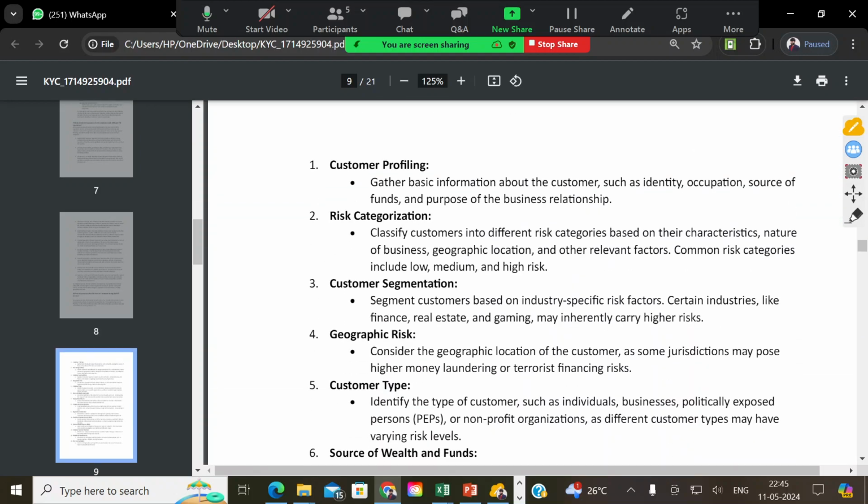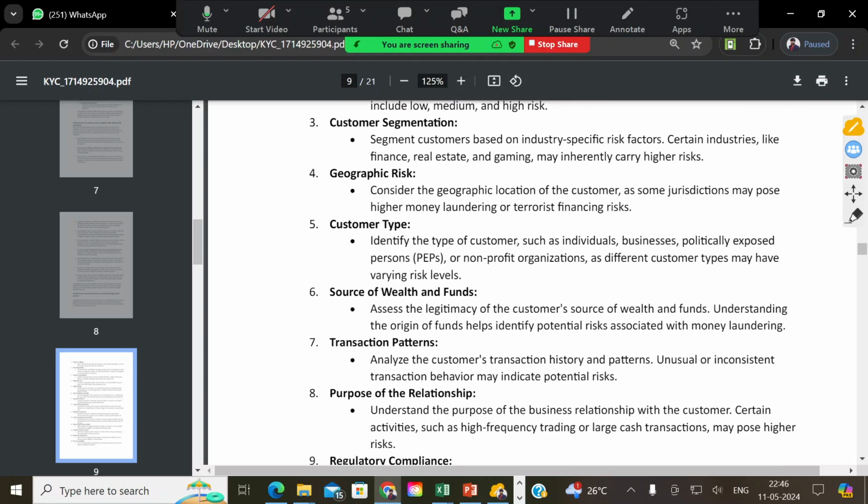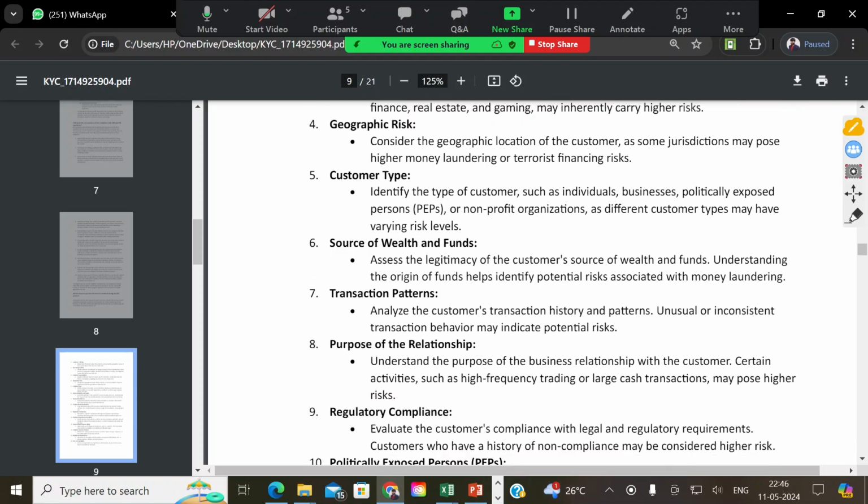And these are the points. Then customer profiling means check the customer profile: occupation, identity, date of birth, number, source of funds information, business relationship, all other information that you can check. Customer segment, geography, customer type, right? PEP or non-PEP organizations or politically exposed, you can check that also. Then source of wealth and funds, assess the legitimacy. It is again important.